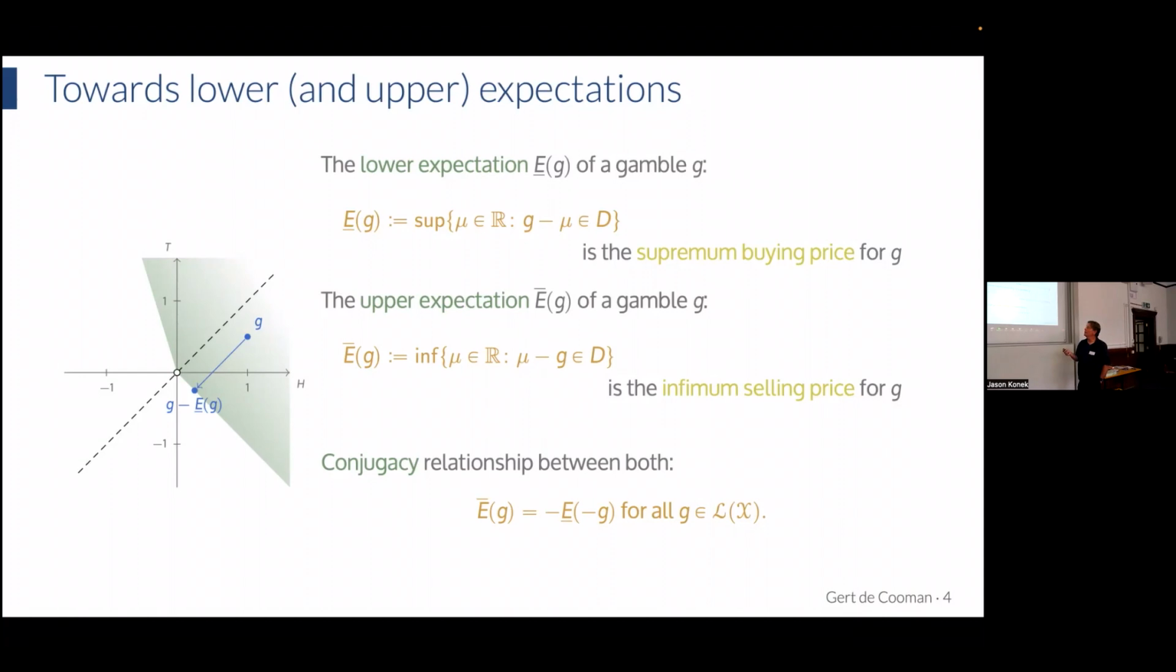The upper expectation is defined as the smallest mu, the infimum mu, such that you are willing to give away G and get mu in return. So selling G for a price. So it's an infimum selling price, such that you find this selling transaction desirable. And that is your upper expectation, or I define that as your upper expectation. Again, there's a conjugacy relationship between the two. The upper expectation of a gamble is minus the lower expectation of minus the gamble.